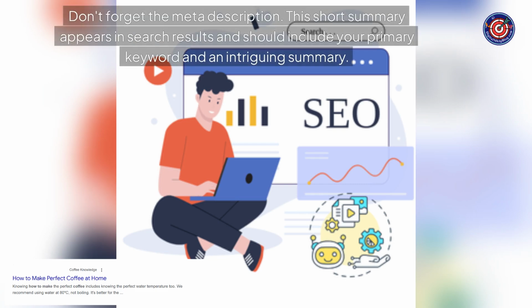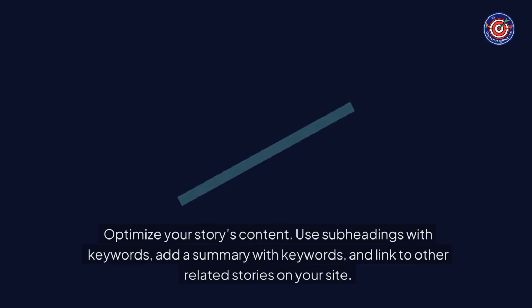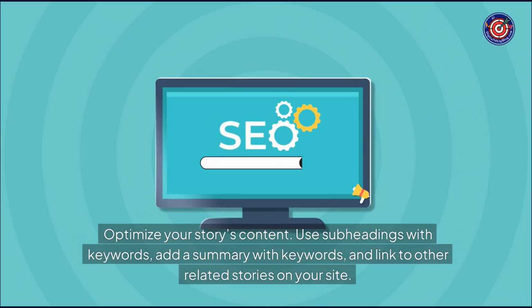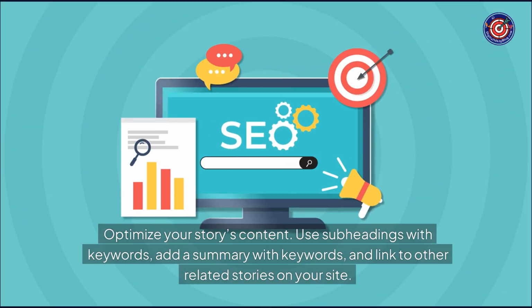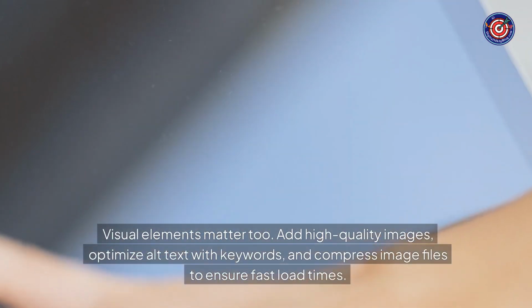Don't forget the meta description. This short summary appears in search results and should include your primary keyword and an intriguing summary. Optimize your story's content. Use subheadings with keywords, add a summary with keywords, and link to other related stories on your site. Visual elements matter too.